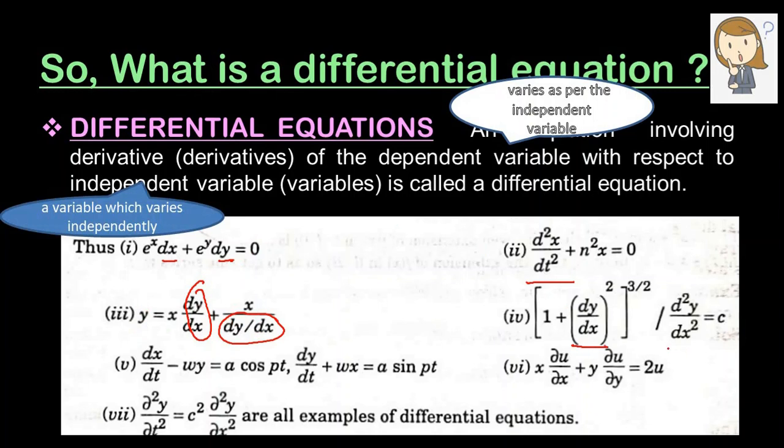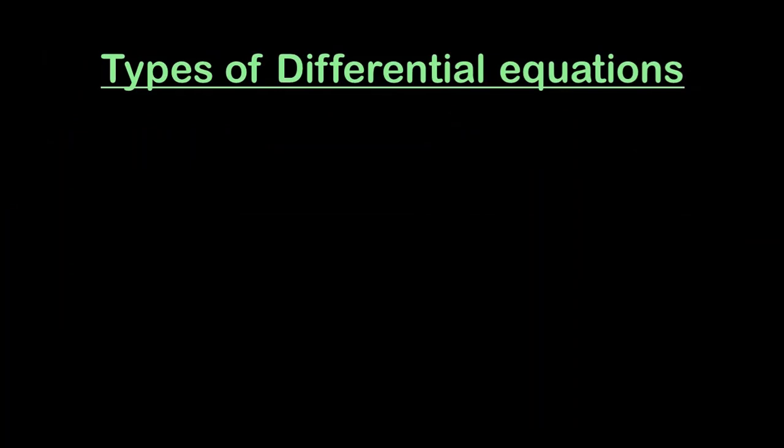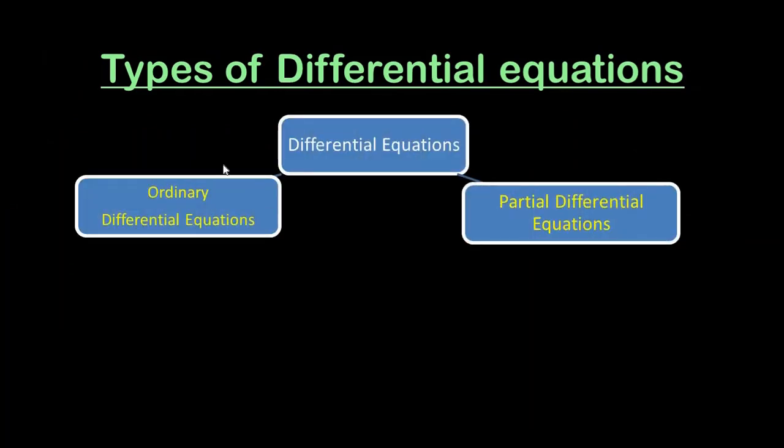Here also we have got two terms of derivatives and therefore this is also a differential equation. Likewise, equation number 5 is also a differential equation. Equation number 6 is also a differential equation and equation number 7 is also a differential equation. Now that we know how to identify differential equations, let us see what are its different types.